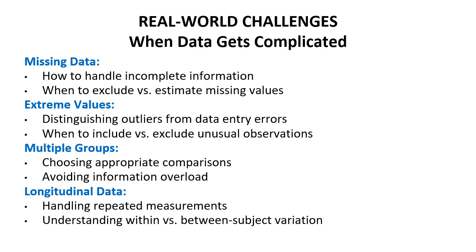Well, when we talk about the missing data, how do we handle incomplete information? When do we exclude versus estimate missing values? How do we do this? Well, we also have to report how missing data was handled. What about extreme values? There are some outliers from data entry. When do we include versus exclude unusual observations?